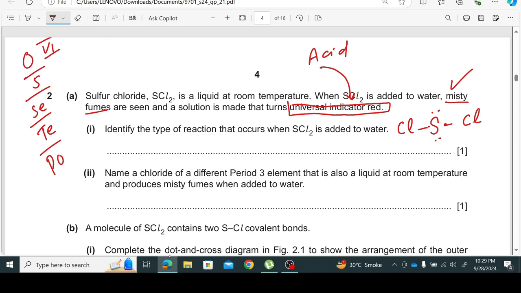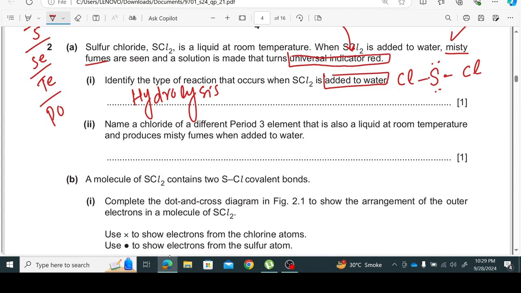So when you add water, it looks like addition, but it is not addition, because there is no double bond. So it is hydrolysis. If there is a double bond and water is added with the expenditure of that double bond, that will be hydration, but it is not hydration, because there is no double bond.